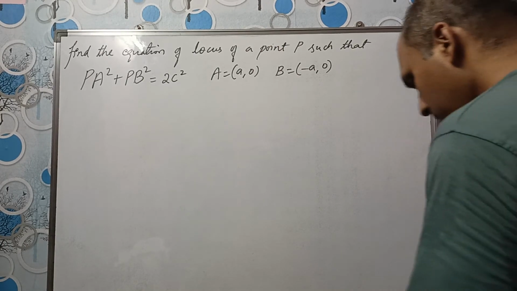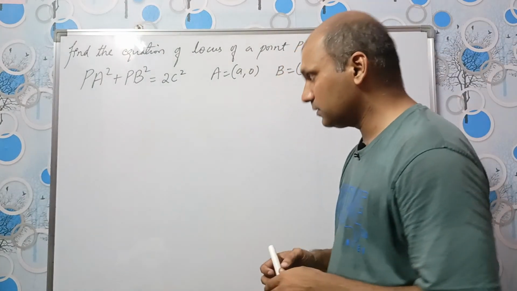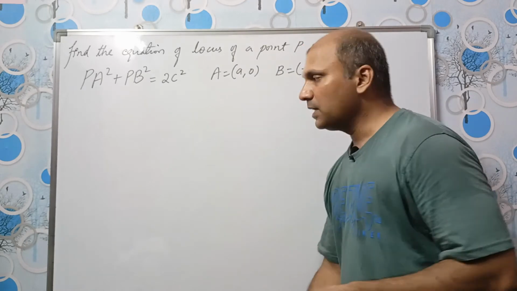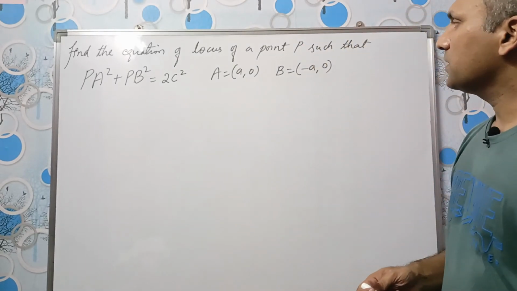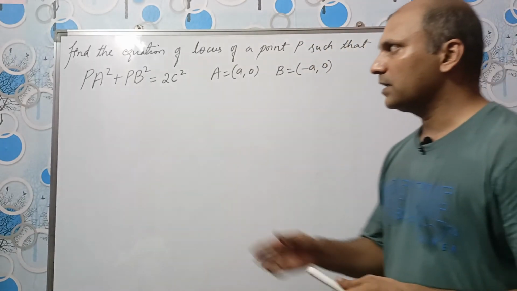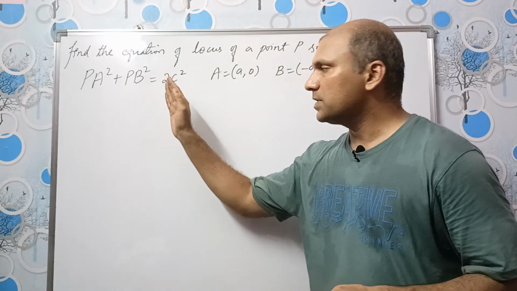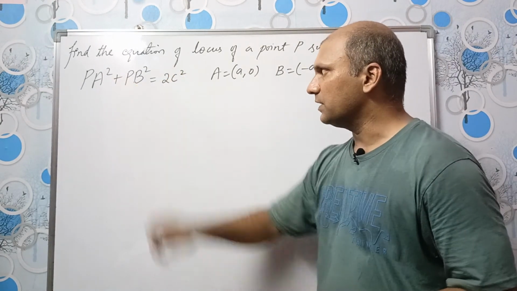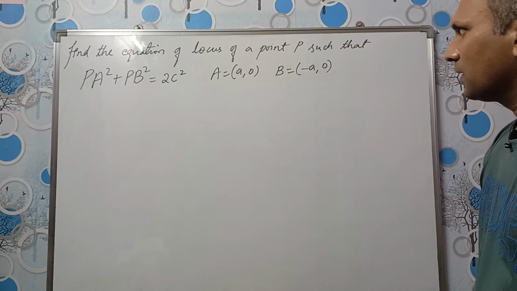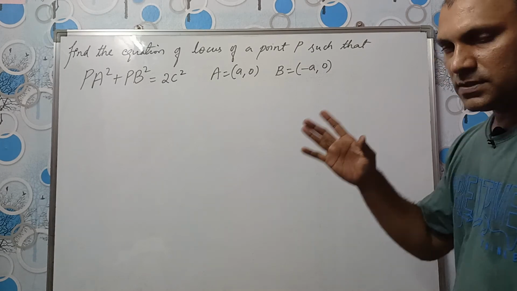This will be the last problem in this video. Let us solve this. Find the equation of locus of a point P such that PA square plus PB square is equal to 2c square. This is the condition given. Okay. What should be our first step?